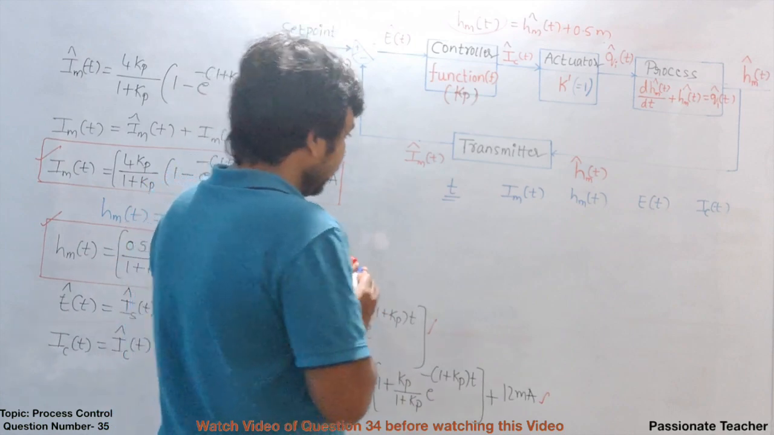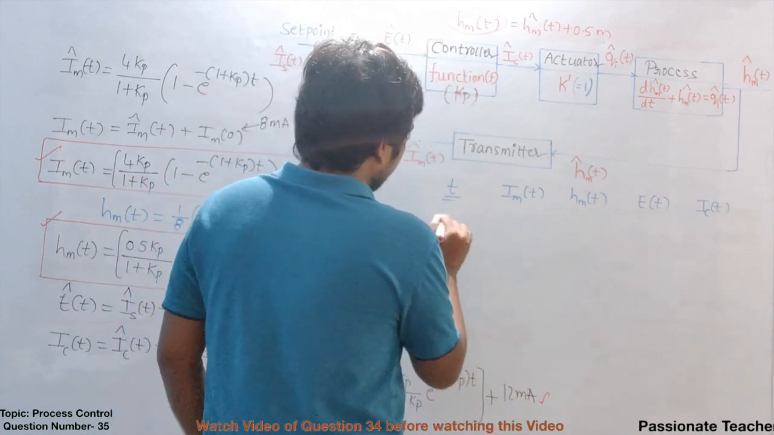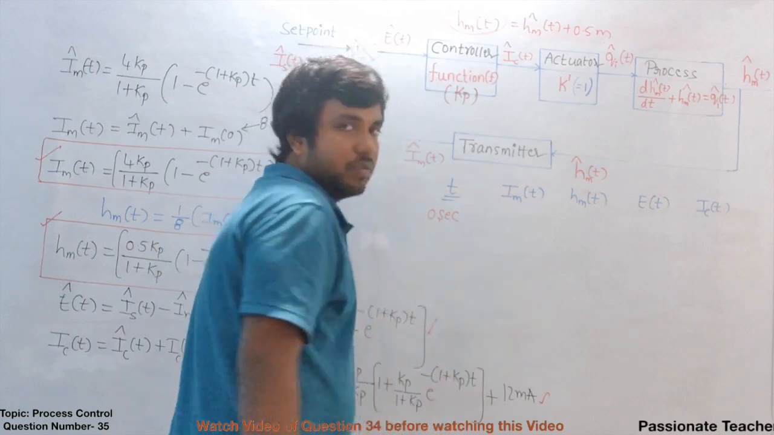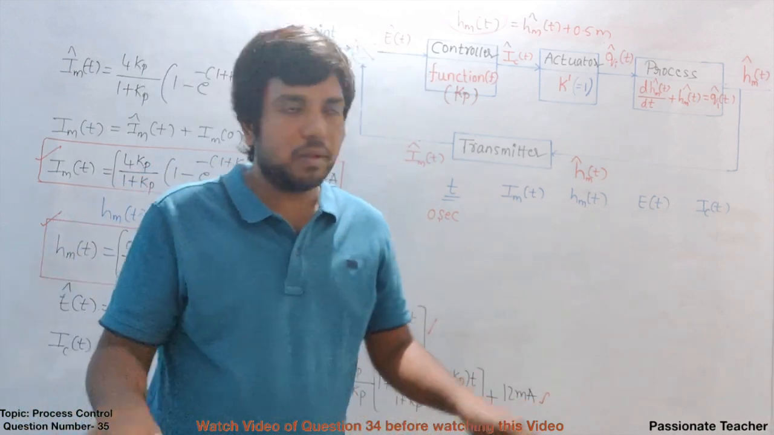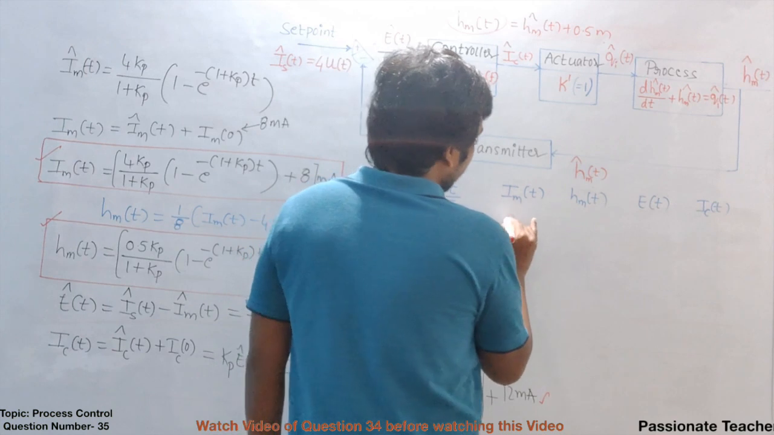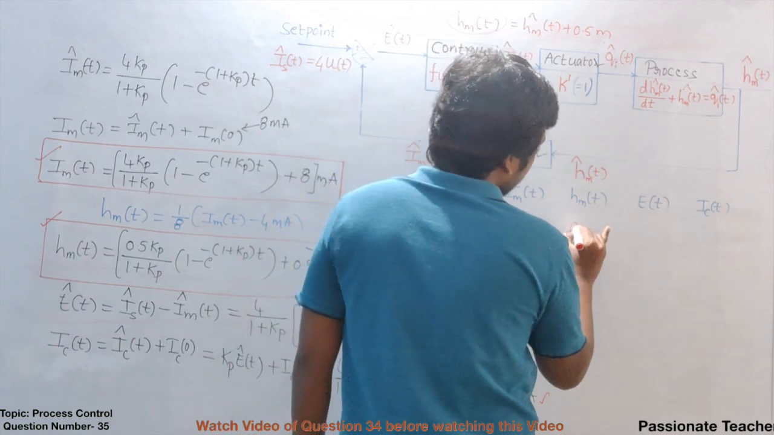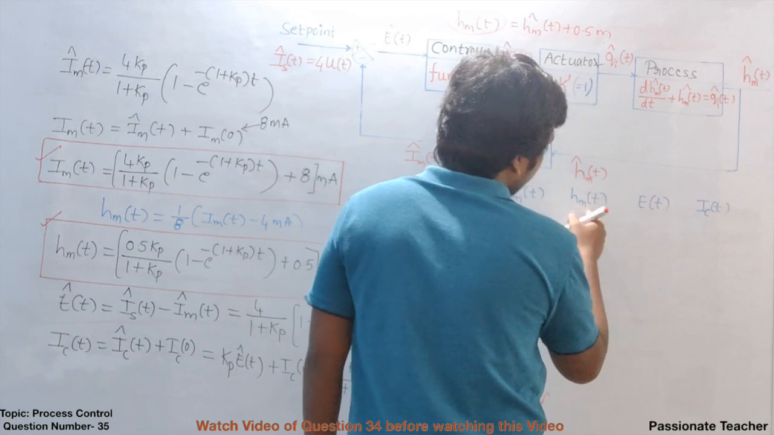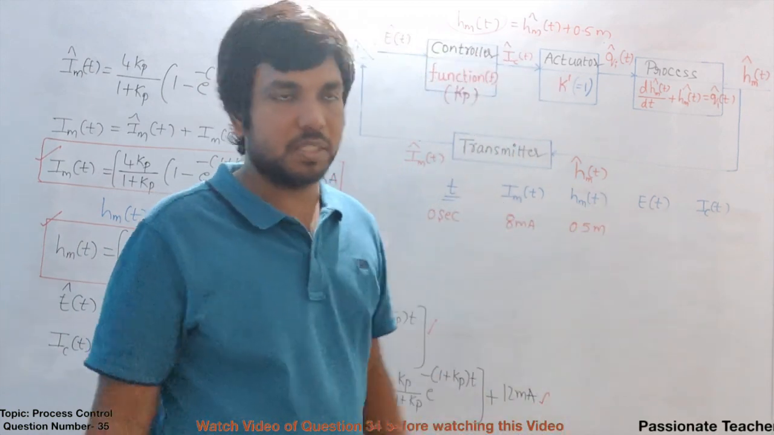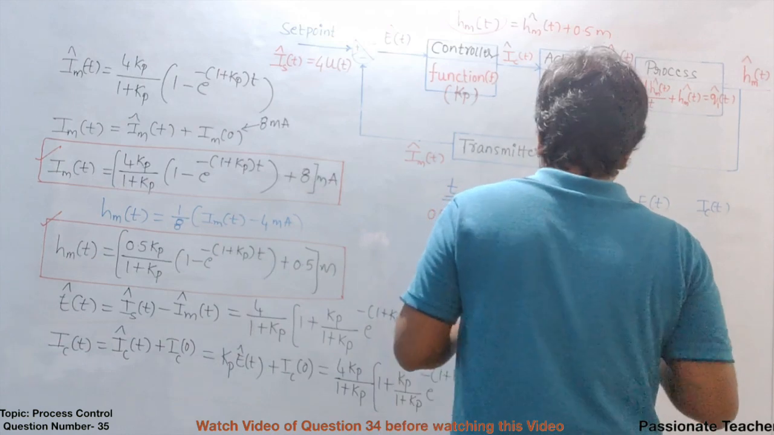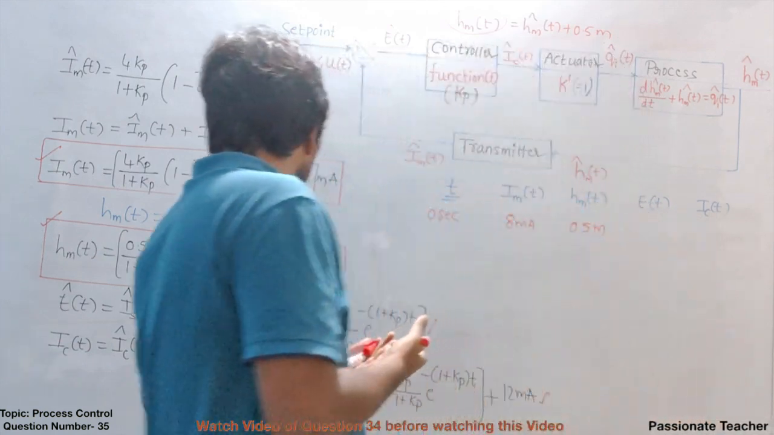Now at t equal to 0 seconds, that means starting. What is IM(0)? IM(0), we know that at starting, the transmitter is generating the current of 8 milliampere, because the water level at starting is just 0.5 meter and it is fixed. At starting it is at steady state, right? And what will the error be at t equal to 0?